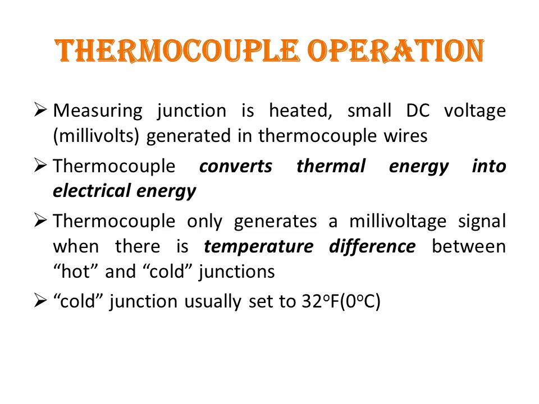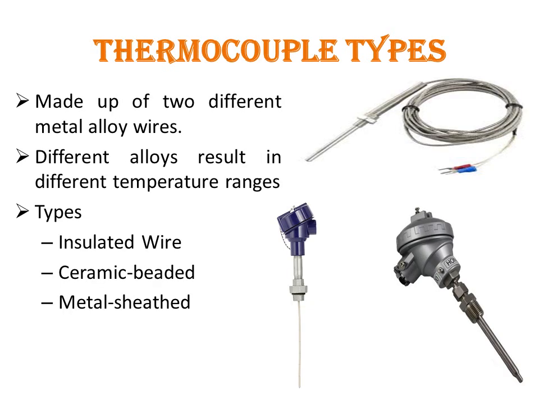The measuring junction is heated and a small DC voltage is generated in the thermocouple wires. So thermocouple converts the thermal energy into electrical energy. Thermocouple generates only a millivoltage signal whenever there is a temperature difference between the hot and the cold junction. Usually the cold junction is said to be at the temperature of 32 degree Fahrenheit or 0 degree Celsius.